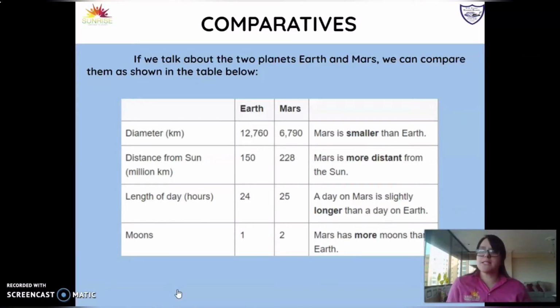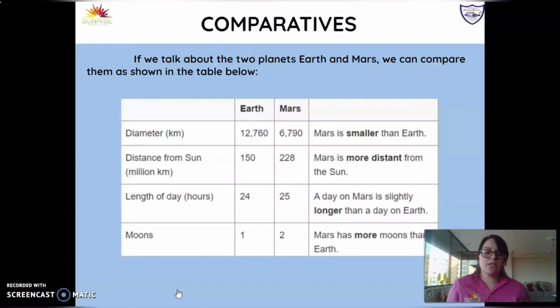Okay, let's take an example. We're going to talk about two planets, planet Earth and planet Mars, and we're going to compare them in different characteristics. The first one will be the diameter. Mars is smaller than the Earth, okay? There we're adding the termination ER to the adjective small. The second one is the distance from the sun. Mars is more distant from the sun than the Earth, okay? There we're adding the word more before distant.